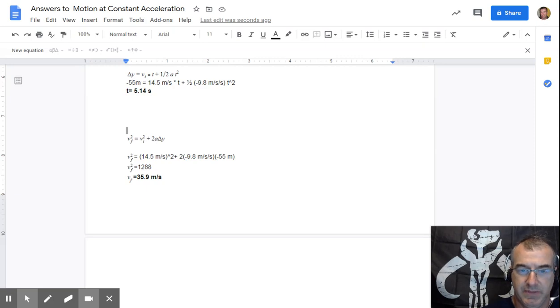We're using v final squared equals v initial squared plus 2a delta y, where again, delta y is the displacement in the vertical direction. Again, I got to make sure that my signs are correct here. So plugging in the 14.5 meters per second, squaring that, 2 times negative 9.8 times negative 55 meters gives me a value of the velocity final squared of 1288. Taking the square root of that gives me a final velocity of 35.9 meters per second.